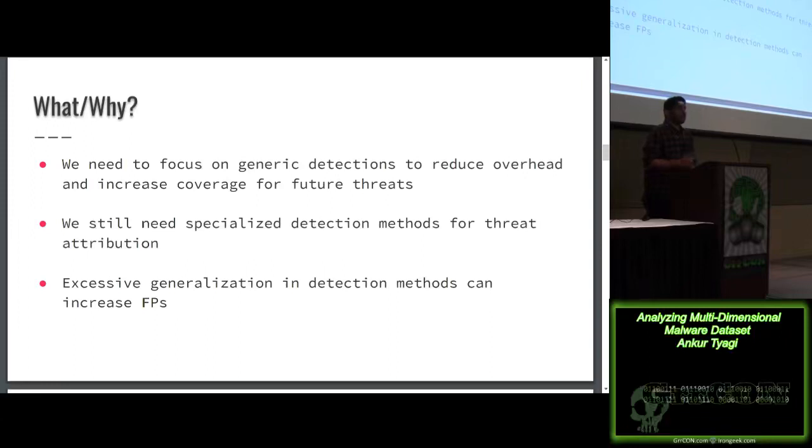We will have a high number of false positives as well, because generalized solutions tend to have really high TP, but the interesting thing is if you only look at TP, you're missing out a lot, because generalized solutions have a really high false positive rate as well. So we will still need specialized detection mechanisms, because we would need to attribute what exactly or where this threat came from, who was the author, what campaign it was part of. So these are some of the things that can only be done if we have specialized detection mechanisms.